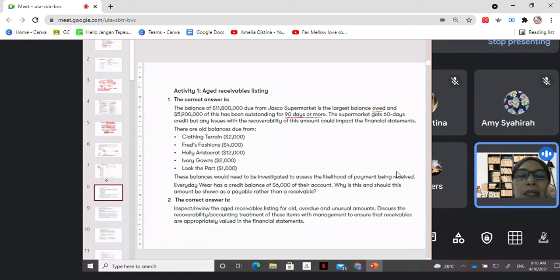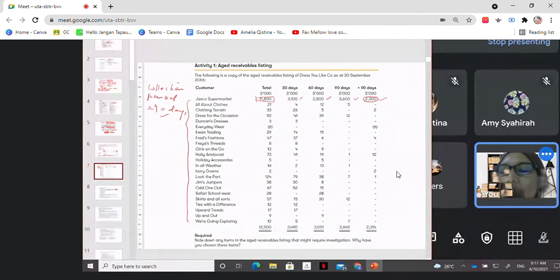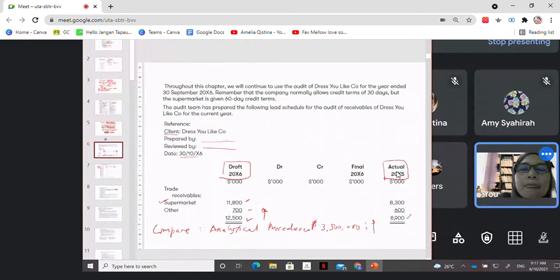The supermarket gets 60 days credit, but any issue with the recoverability of this amount could impact the financial statement. If you still remember in the last class, I showed you that the customer is only given 60 days. Look at here, this one. Look at this statement.